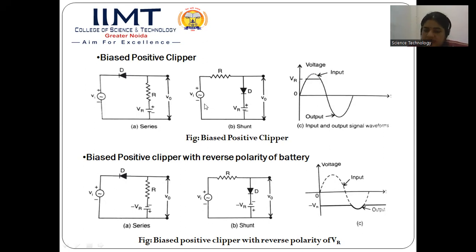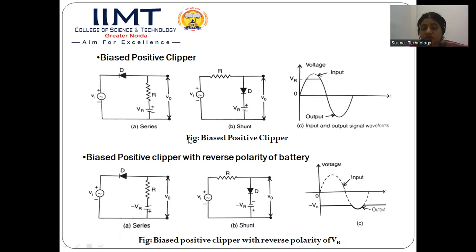Let us consider the next half cycle, that is the negative half cycle. In the negative half cycle, again the polarities will be reversed. When the polarities are reversed, the diode will be in reverse bias, and as per VR, this is also in reverse bias. So there will always be the potential drop across the diode and we will be getting the output corresponding to the input in the negative half cycle. So that was the biased positive clipper.